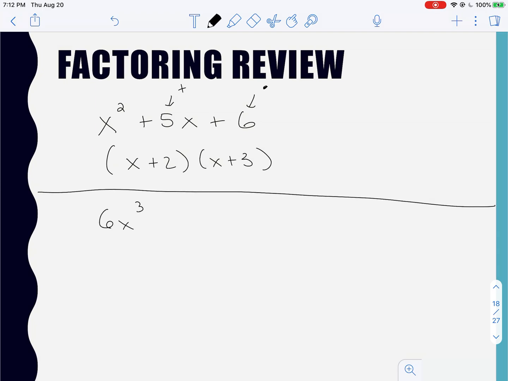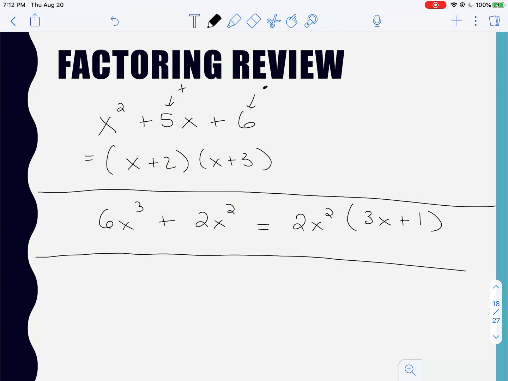If I had 6x cubed plus 2x squared, and I wanted to factor that, they have a common factor of 2x squared, so I can pull out a 2x squared, and I would get (3x plus 1). You can always redistribute to make sure that you did that correctly, so that's if you have a common factor.